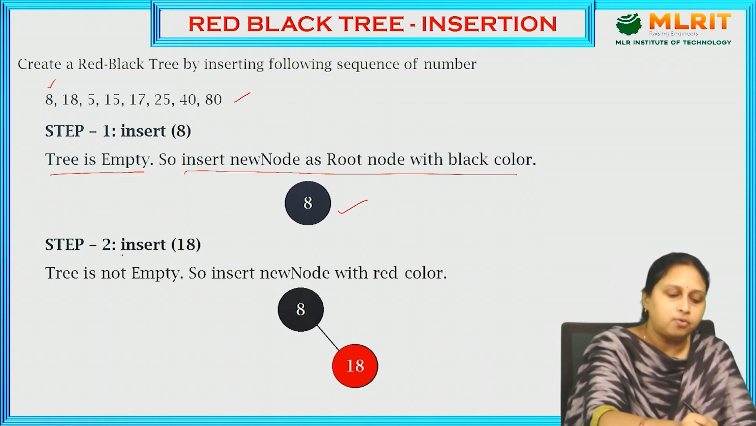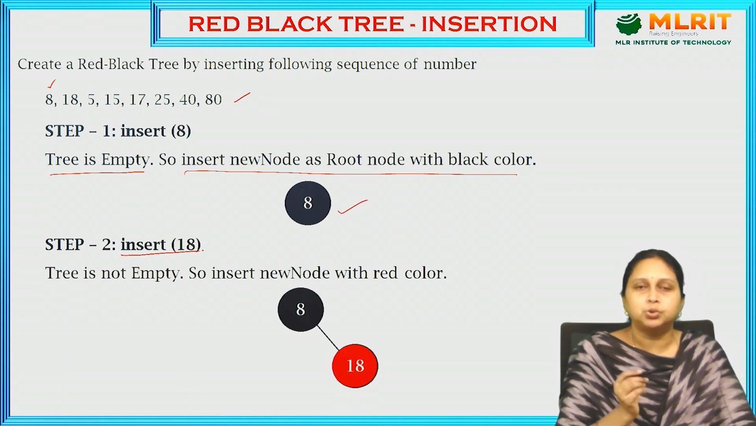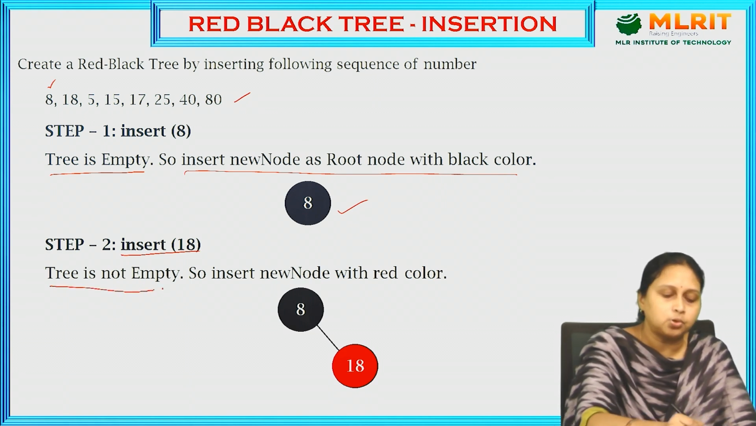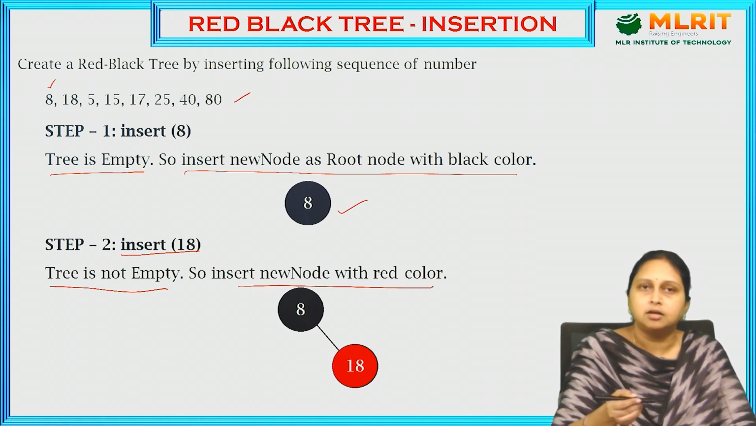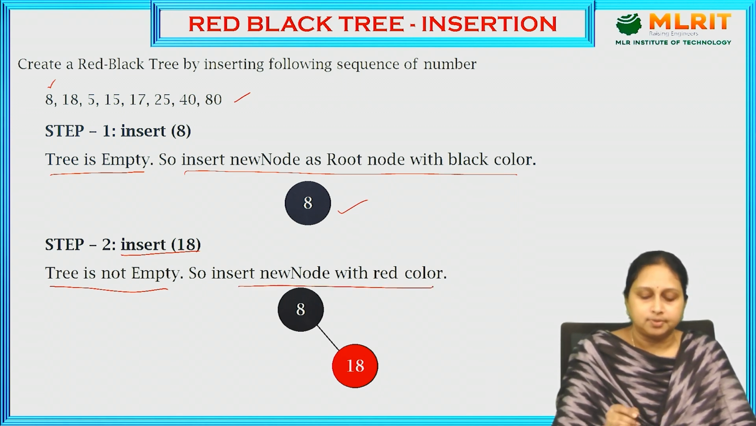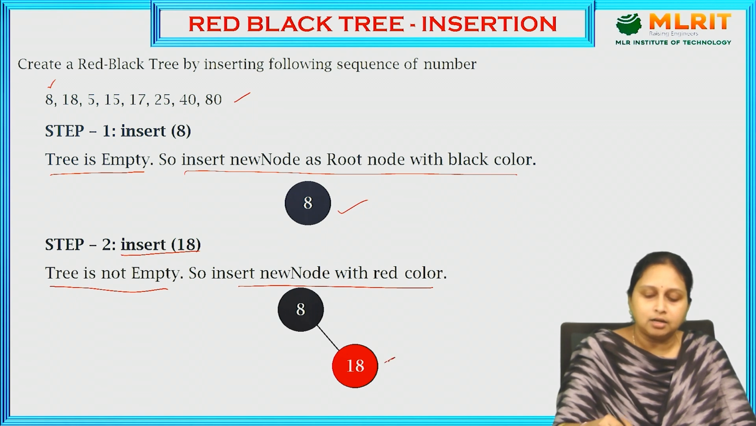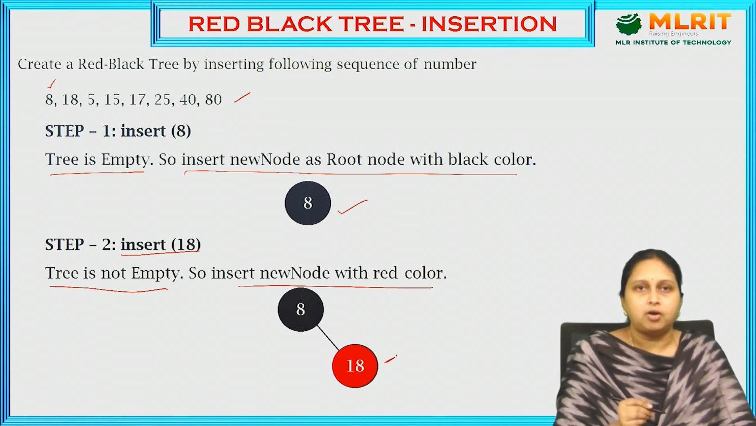Next, now I want to insert 18. 18 is greater than 8. Follow the BST property also. But here the tree is not empty. Now, what do I need to do? I need to insert that node as the leaf node with color red. If I want to insert a new node, it should always be in the red color. If it is the root node, it will be in black color.